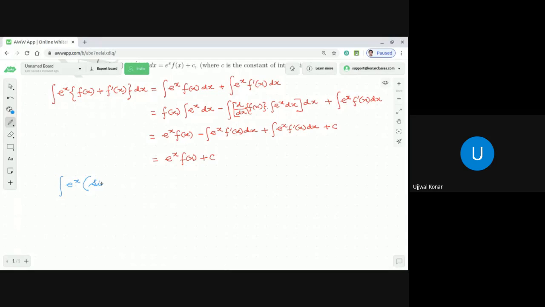Take e power x into sin x plus cos x dx. Here you can assume that sin x is actually fx. Correct, dear students? Then f dash x will be cos x. So cos x is f dash x. As we just learned, the integral of e power x into fx plus f dash x dx is equal to e power x fx plus c. So it should be e power x into sin x plus c. Correct, dear students? Gurman, absolutely clear? Devanshu? Yes, sir.